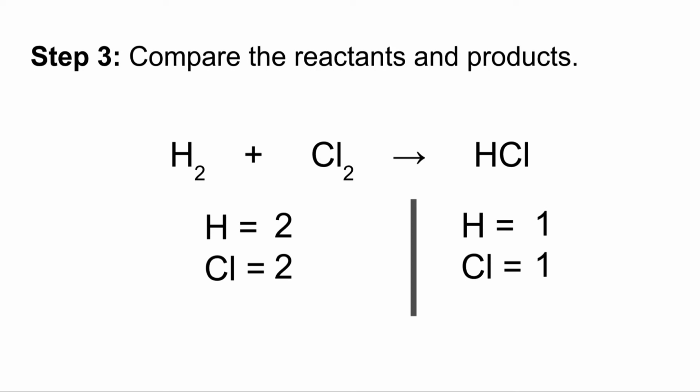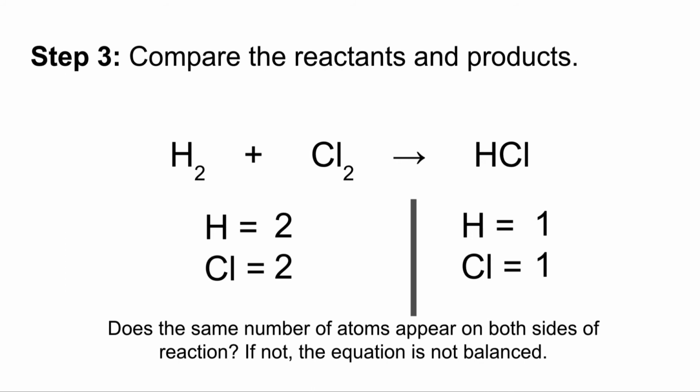After we've done this, we will compare the reactants and products. Ask yourself, does the same number of atoms appear on both sides of the reaction? If not, the equation is not balanced. In this case, we have 2 hydrogen and chlorine on the reactant side, but only 1 on the product side.